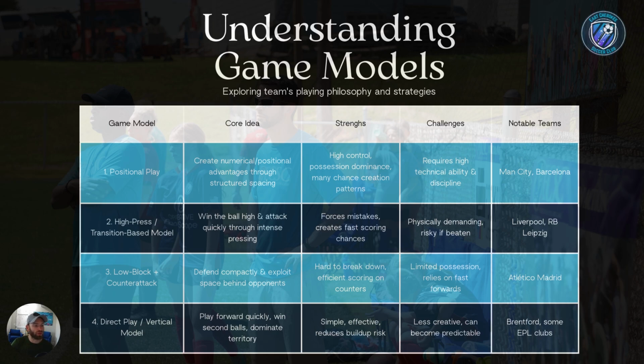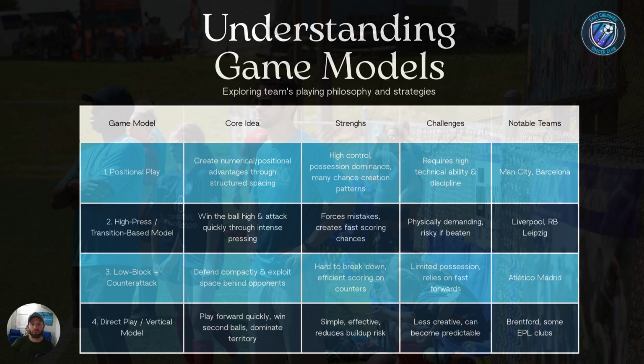Let's talk about high press and transition. This is the part here that I personally absolutely love. This is a high press, attack quickly and through intense pressure and attacking. This forces mistakes, creates fast scoring chances, and it's physically demanding and very risky if beaten, but can be extremely lucrative. Liverpool and RB Leipzig are two of the primary clubs that use this.